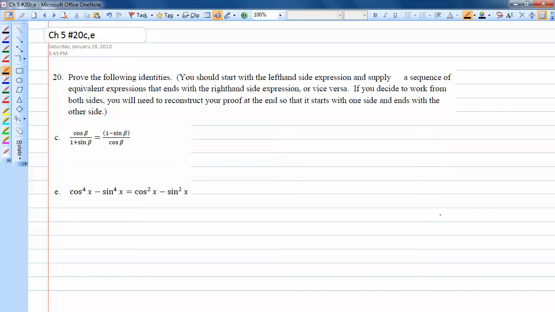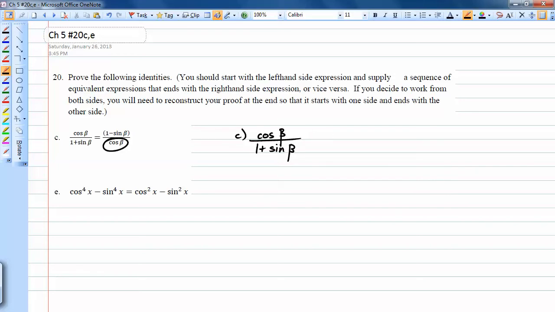If you get stuck, a good rule of thumb is to switch everything to sines and cosines. In this case, we're already there. So hopefully these work out reasonably well. Let's look at C. I'll just start with the left side, mainly because I don't like complicated denominators too much. If you notice on the right side, I somehow have to get a cosine in the denominator. So might as well introduce it early on.